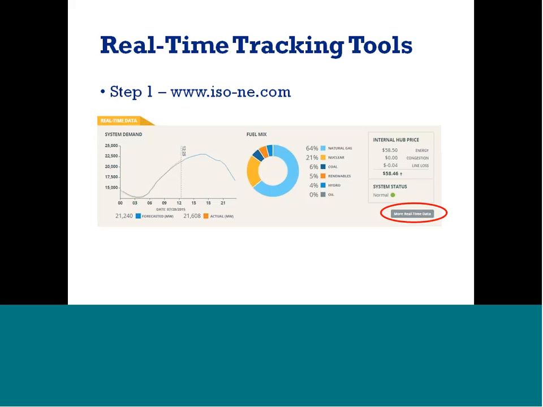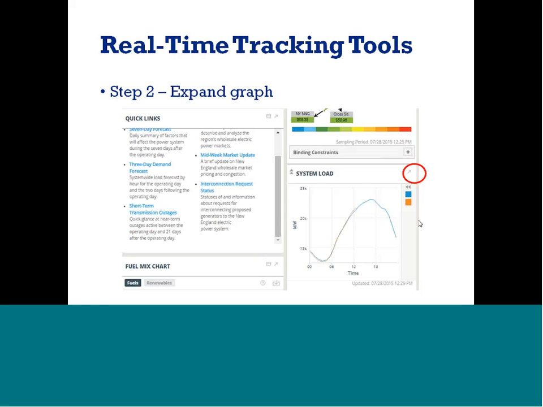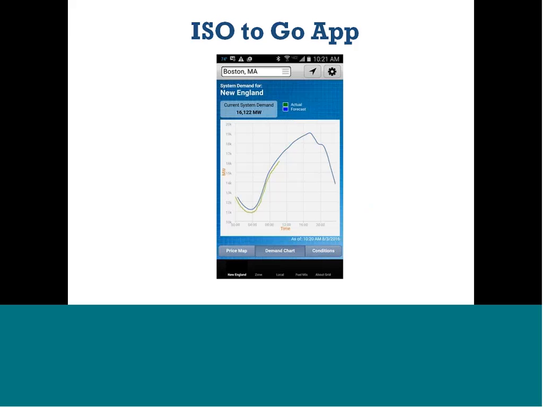If you're interested in tracking it yourself, you can go to iso-ne.com, and on their landing page, they've got this graph. You can click on more real-time data at the bottom, and then it takes you to this page. On the right, you can see this graph. You expand the little system load arrow, and then you can see what the estimate is for the day and what the grid is actually doing. That's what those blue and orange lines are. But if you want to be really cool, you can also get the ISO To Go app for iPhone and Android, which has the same thing right on your phone. And so you can be up to the minute with what's going on in the grid.